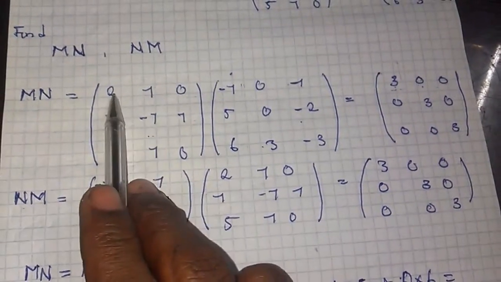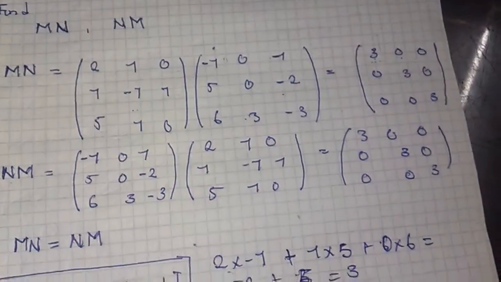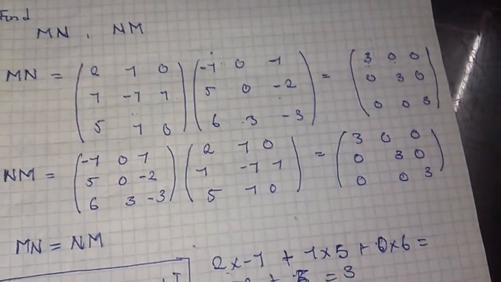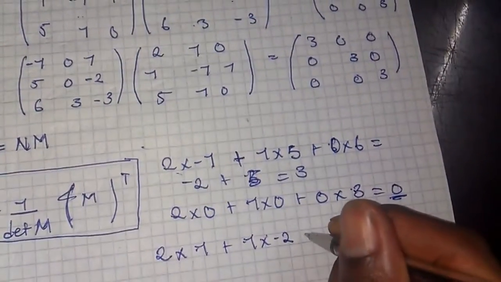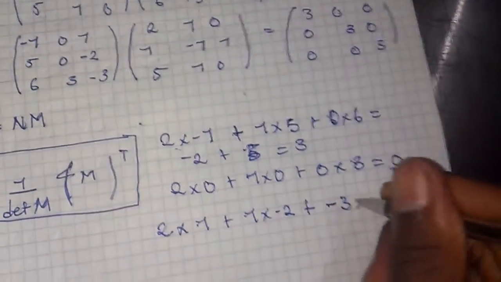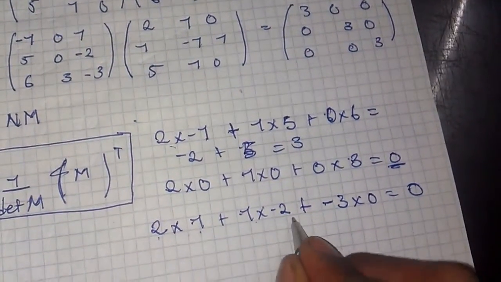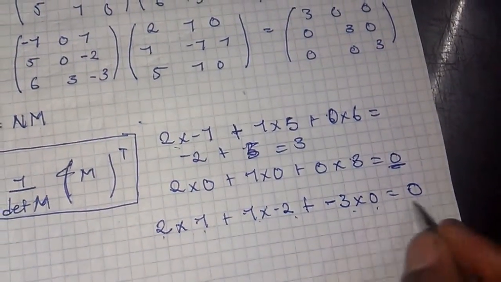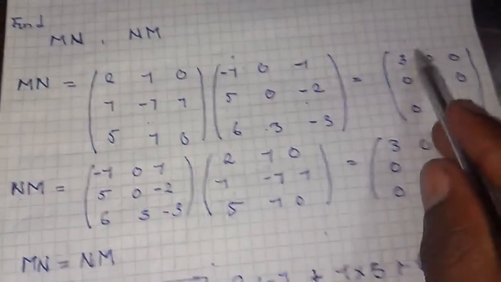We can continue again. Let's do the next one to show you how I get it. We have 2 times 1 plus 1 times -2, plus -3 times 0, which gives us 0. It will give us -2, and this will give us 0. I guess we're fine. So that's how I got this first element.